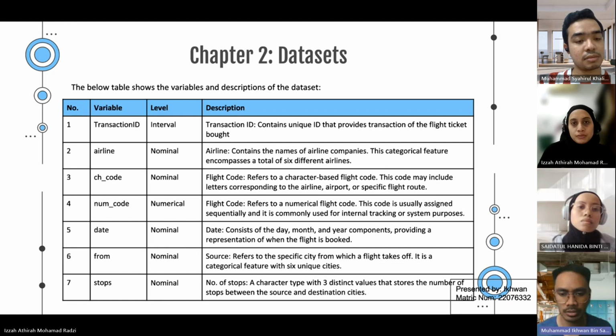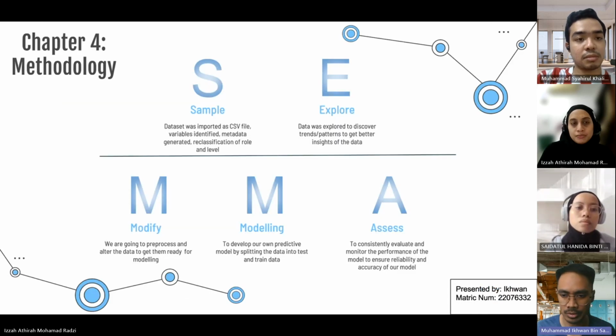So as you can see in the table shown, there are about 13 variables that we have used, following their level and descriptions. Throughout this process, the variables have been explored and pre-processed before we fit them into the models. These are the SEMMA process that I have mentioned before.